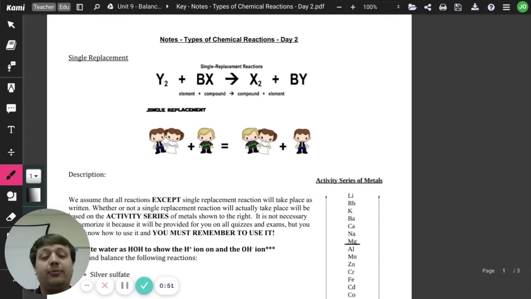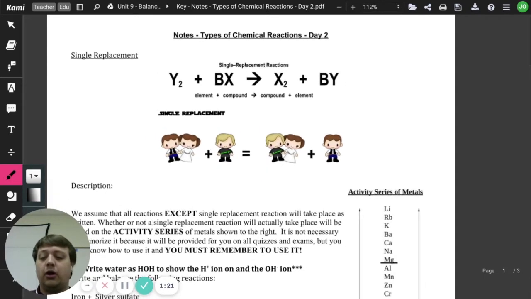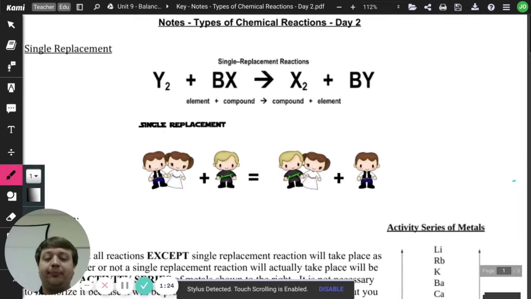Now, in a single replacement reaction, which is going to be the first reaction that we deal with today, what we're going to see is we have one element and one compound as the reactants, and then your products are also going to be one element and one compound, okay? And so I like to think of this as a partner swap. So think of it like you're dancing out on a dance floor, you're dancing with somebody, and then in the middle of the dance, you're swapping partners and you're dancing with somebody else, okay? So it is going to be what we call single replacement.